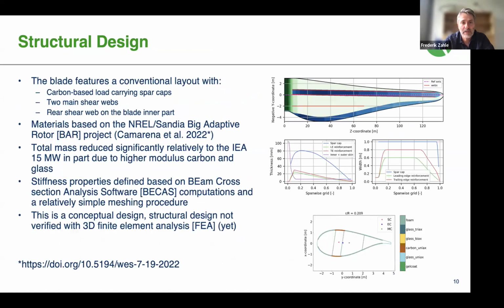On the structural design side, we are using a cross-sectional finite element tool called BCAS to predict the beam properties. And you can see a representative cross-sectional shape of the blade at 20% radius. The blade features carbon-based load-carrying spar caps, 2 main shear webs, and an aft shear web, a relatively conventional design. And you also see here references to the materials that were used, developed in a previous project between Sandia and NREL.